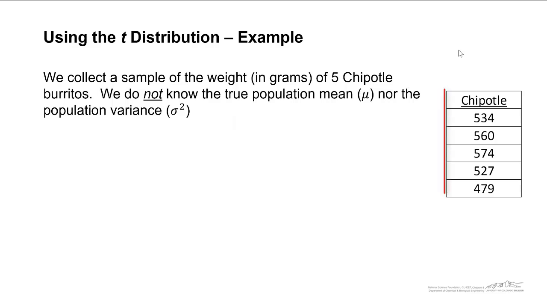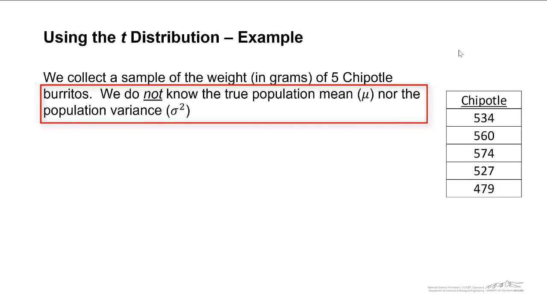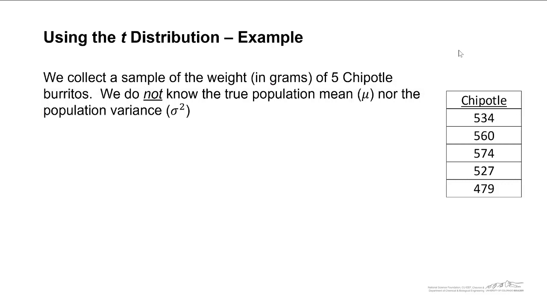We collect a sample of the weight in grams of 5 Chipotle burritos. These are all chicken burritos. We do not know the true population mean nor the population variance. It's a very small sample. Sample size is only 5, and so we can't assume that the sample variance is the same as the population variance. And so in this case, this is the variance unknown case.